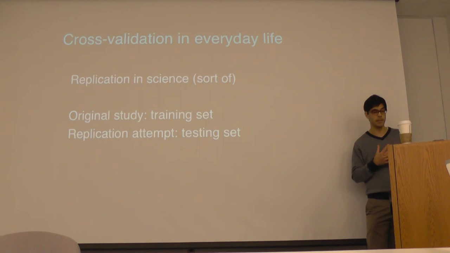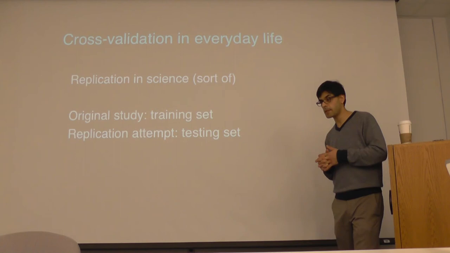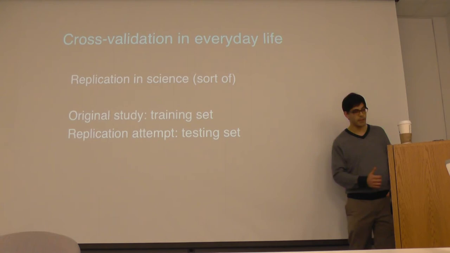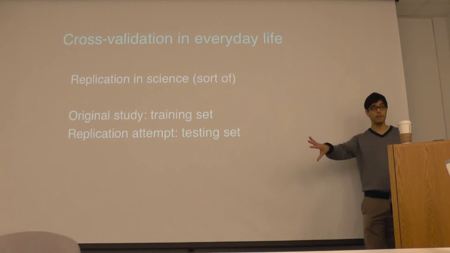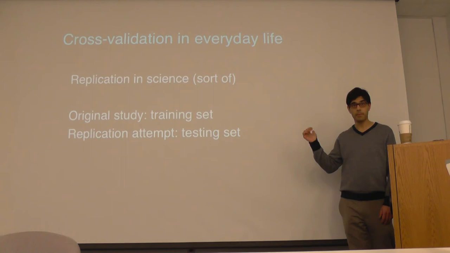So what is replication? Replication is saying, I've got one chunk of the world, namely this experiment. I've got another chunk of the world, namely some other experiment, and it has to be an independent chunk. It can't be just the same people doing the same experiment again. It's got to be some other people doing it, or preferably in a different place, because it has to be independent. And then you see if the same thing happens. You can think of that as cross-validation in real life.